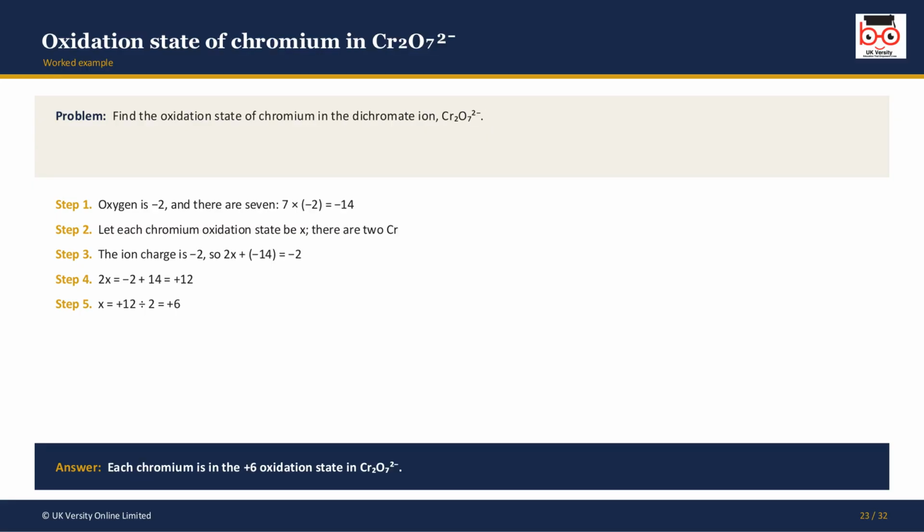Let's try the chromium in the dichromate ion, which has 2 chromiums and 7 oxygens. The 7 oxygens at -2 each give -14. Let each chromium be X, and remember, there are 2 of them. The ion's charge is -2, so 2X plus -14 equals -2. That gives 2X equals +12, so X is +6. Each chromium is in the +6 oxidation state.